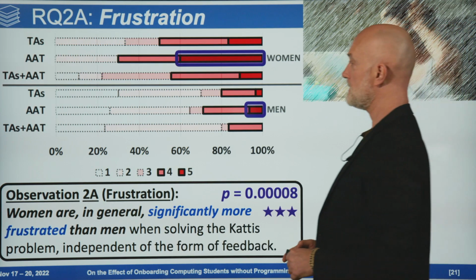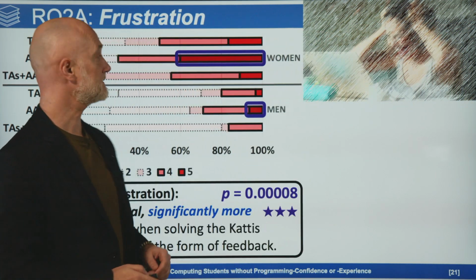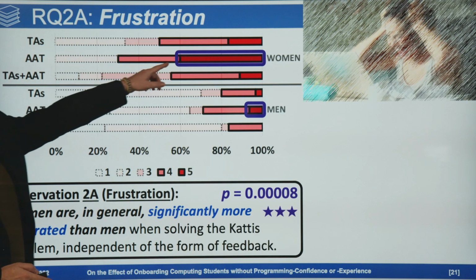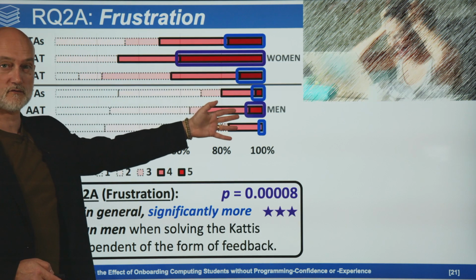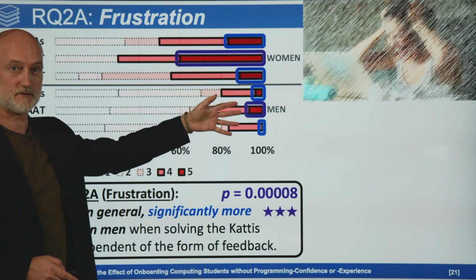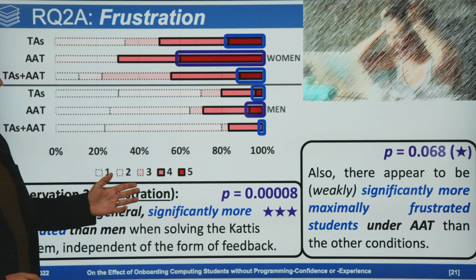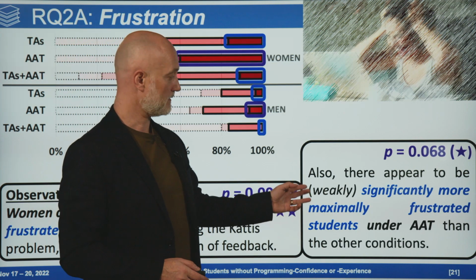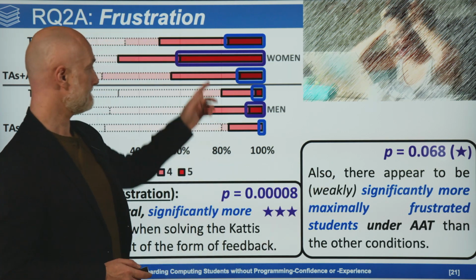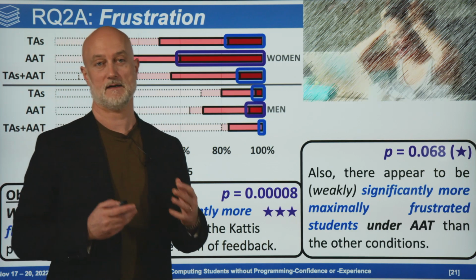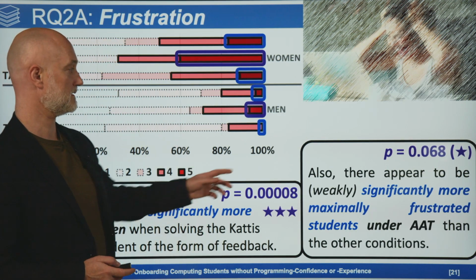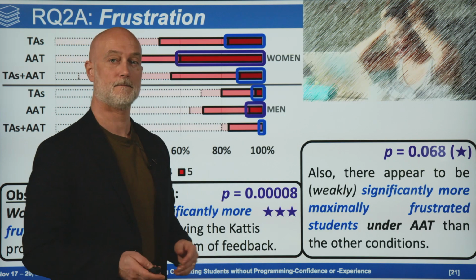Now, if we compare the students with access to only automated feedback, so under the AAT condition, to students having access to possibly also a human, we see that there appear to be weakly significantly more maximally frustrated students under the AAT condition than under the other conditions, and this is weakly significant.